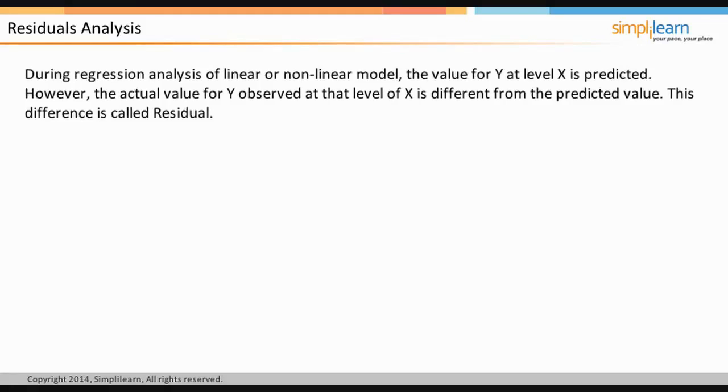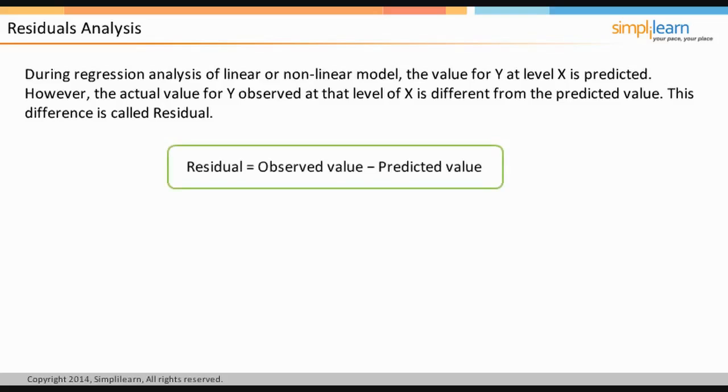While performing the regression analysis of a linear or nonlinear model, you will get a model with the predicted values. Some of the data might fit within that model, whereas others may be scattered across. The model equation predicts one value for y at level x. However, the actual value for y observed at that level of x is different from the predicted value. This difference between the observed value of the dependent variable y and the predicted value is called residual. The formula to calculate residual is observed value minus predicted value.